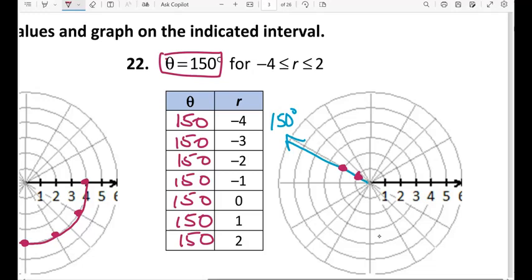1 unit out is right there. 0 units is right there. And I'm going to keep going. Negative 1, negative 2, negative 3, negative 4. So the graph goes from negative 4 to 2. So the graph is just simply going to be a line segment.